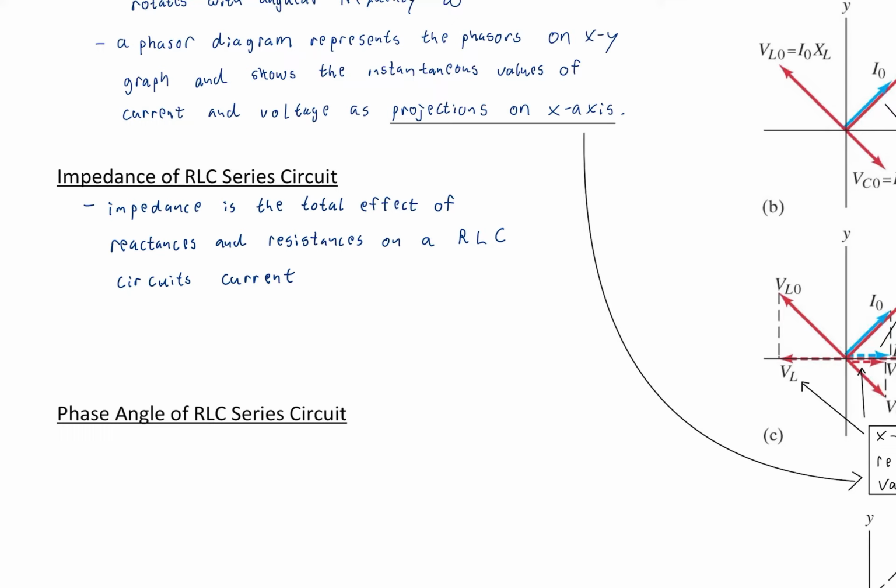Impedance has units of ohms. I'll repeat that a few times, all right? Note, resistance, reactance, and impedance all have the same units, all right? Okay, because they can all be used with Ohm's law, that proportionality between voltage and current.